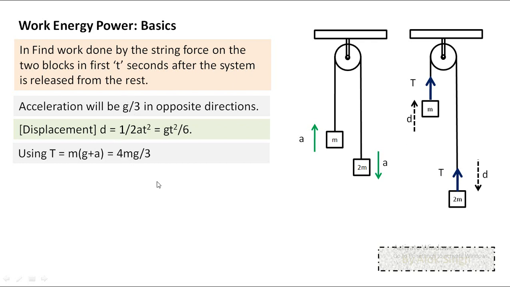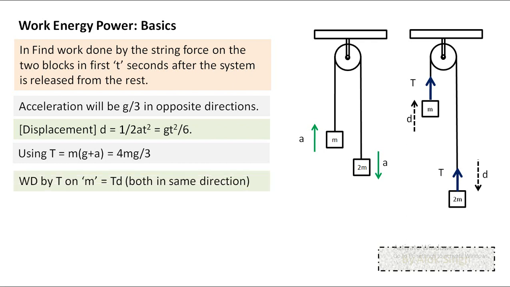We could also find out using this block. In this case, acceleration is downwards. In that case, what we need to do, mass of these two blocks, 2m into g minus a. Both will come same. So we have everything we need to calculate work done now. We have magnitude, direction of force as well as displacement.